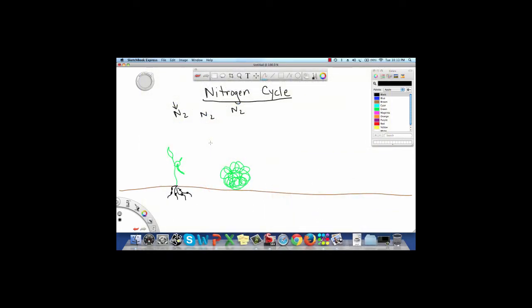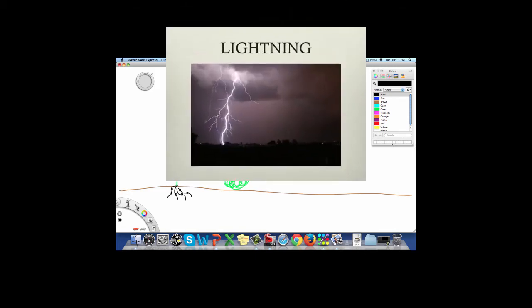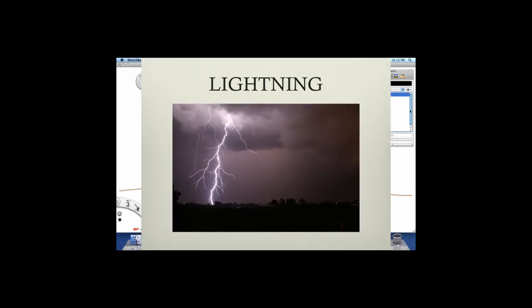We call this first step fixation, but we aren't completely fixing the nitrogen in this step. We're simply taking that first step leading to the complete nitrogen fixation. So don't get confused there. There are two ways that we can fix nitrogen, or split apart these N2 molecules. The first way is with lightning.